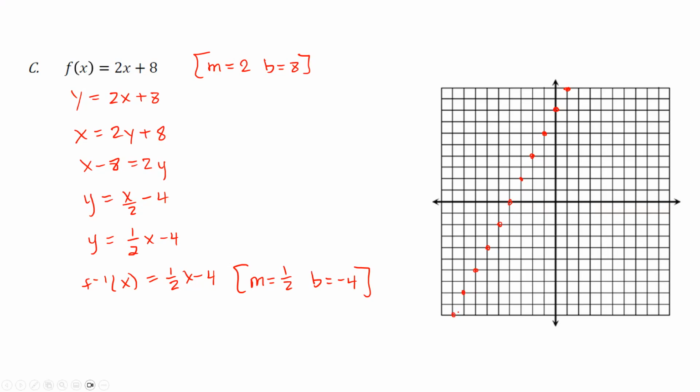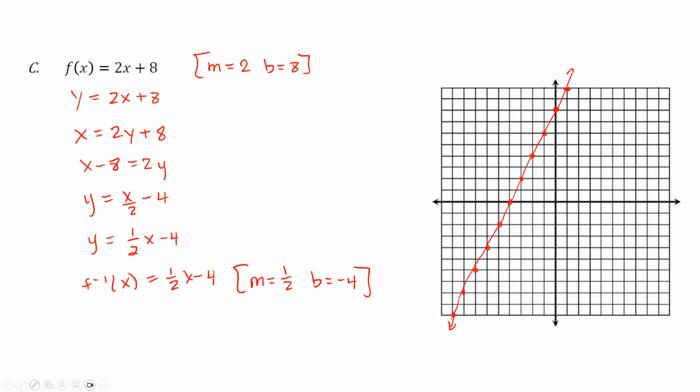Okay. And so now we'll plot our inverse. Let's connect the dots first. Oh boy, where's my line going? Let's try that one again. Much better.